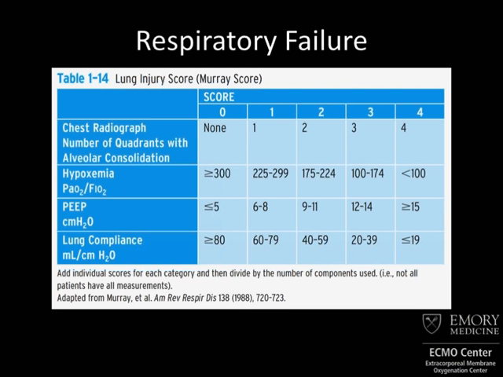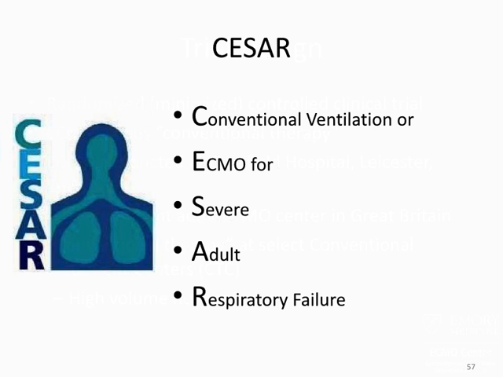There we go. And essentially you can compute this using this little decoder ring here. You look at the chest radiograph, you see how many quadrants are consolidated. You take a look at the hypoxemia, the PEEP, and the lung compliance. You get a set score for each of those. You add them up and divide by 4, or if you aren't able to calculate the compliance for some reason, you add up 3 of them and divide by 3, and that gives you your Murray score. It has not been well validated, but has been accepted by the extracorporeal support community.